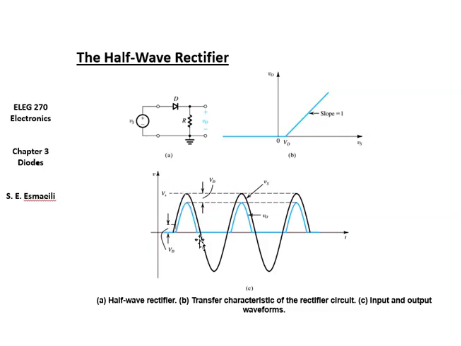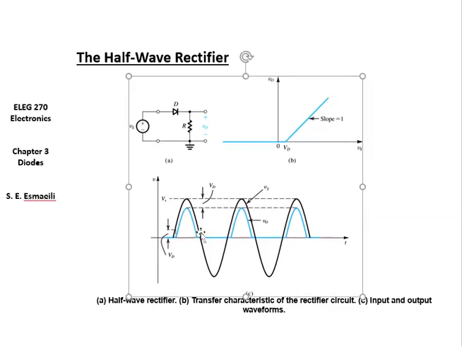But when it goes to the negative cycle, it's less than 0.7, so nothing is going to pass. We're going to have a straight line of 0. Again, when we go to the positive cycle, we're going to pass. Negative cycle, we're not going to pass. So our output is going to be a shape like this.